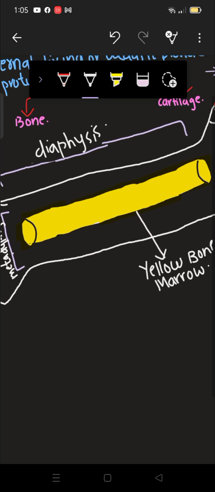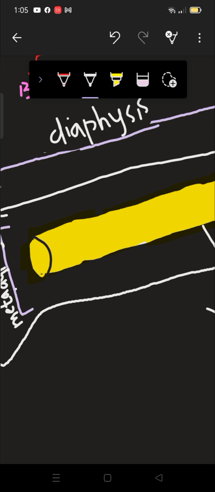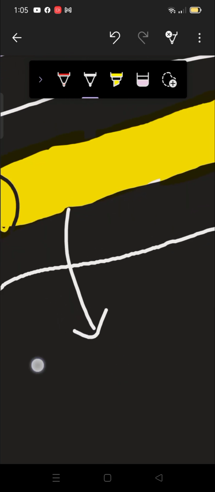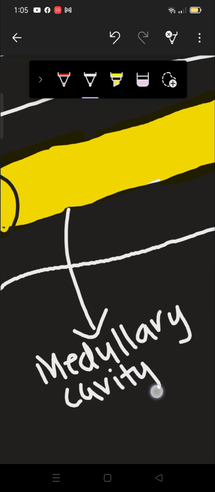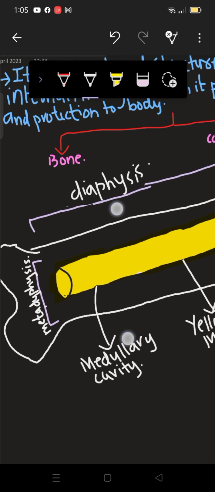All right, so here now, as you can see here, this is all is what? It is medullary cavity. Alright, this is medullary cavity.